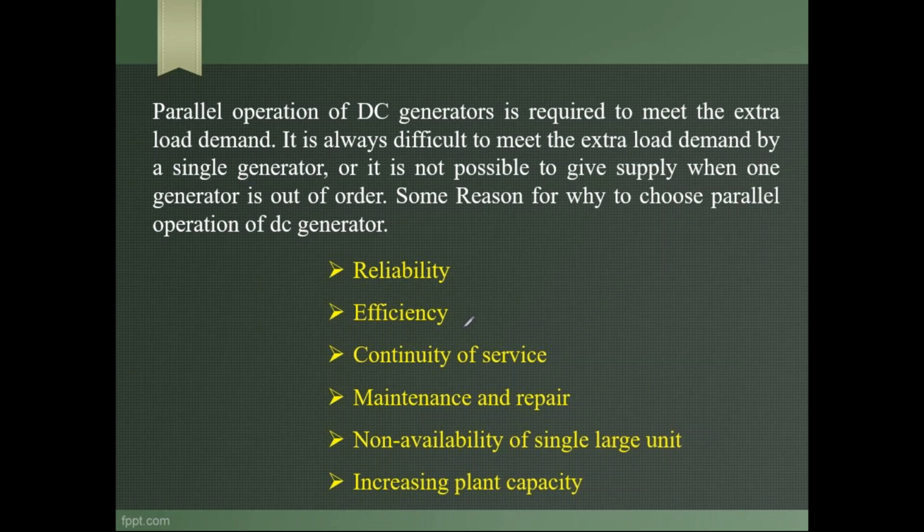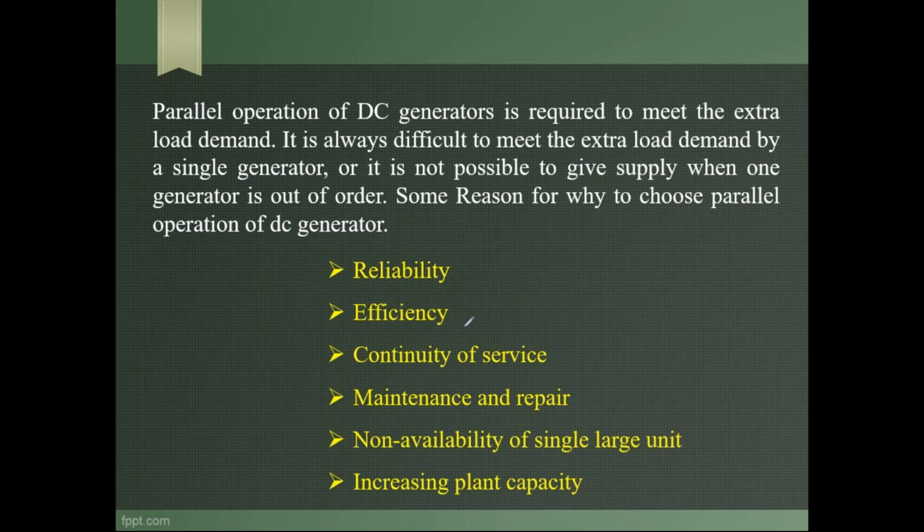Suppose we connect 2 generators in parallel. If one generator gets damaged, we can use the other generator and the supply continues running. Okay? That is called reliability: without interruption in the power supply. Next, efficiency. Efficiency means, as we already know, output by input, right? When our output is near to the input, then we get good efficiency.